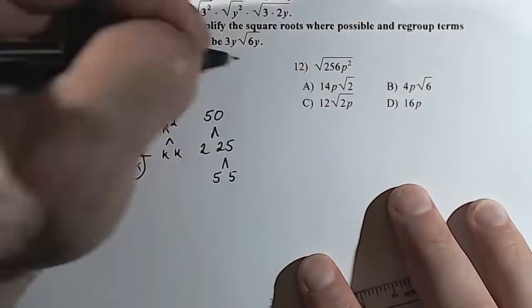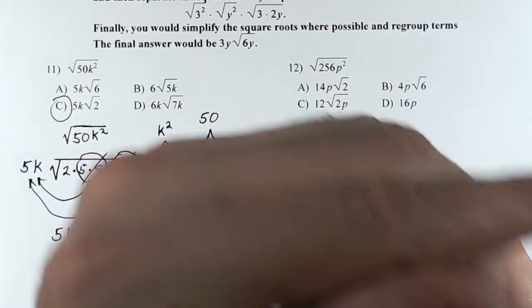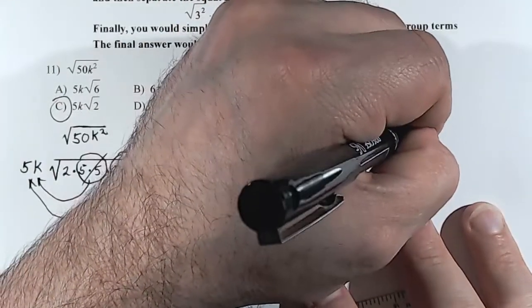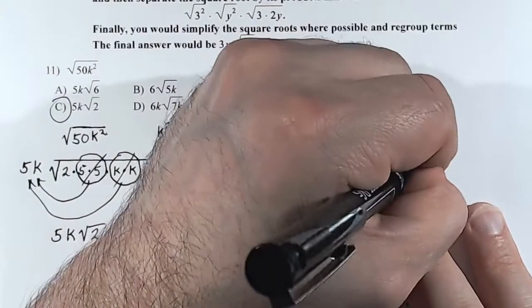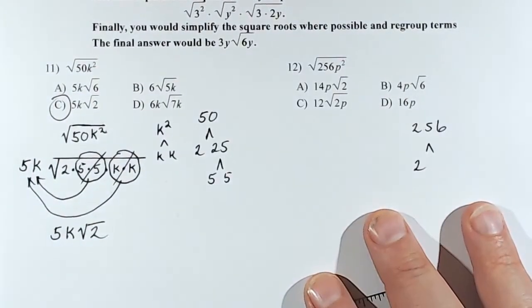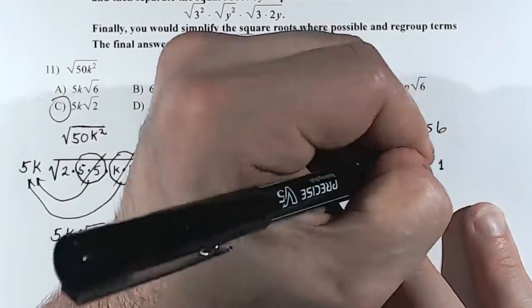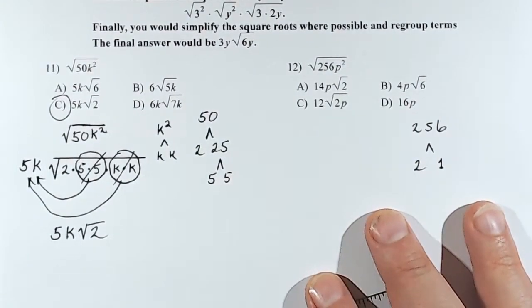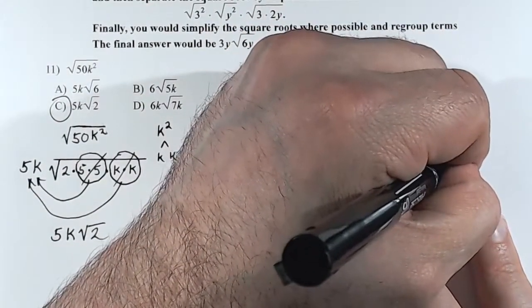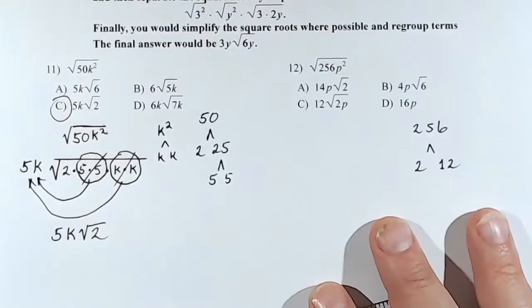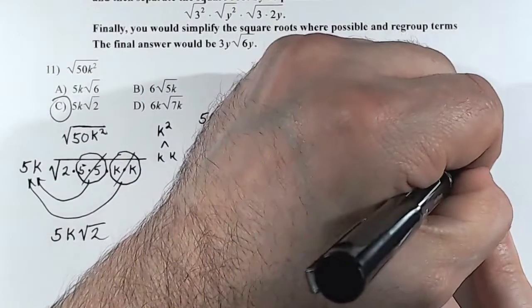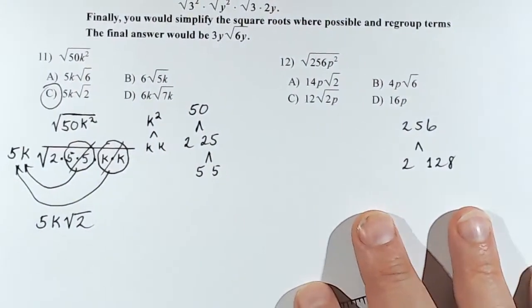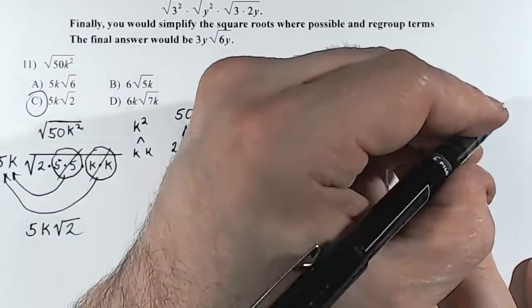The square root of 256p squared, right? Well, you would need to prime factor 256. So we'd start with 2. 2 goes into 2 once with no remainder. 2 goes into 5 two times with 1 remainder. And 2 goes into 16 8 times with no remainder. So 2 times 128 equals 256.